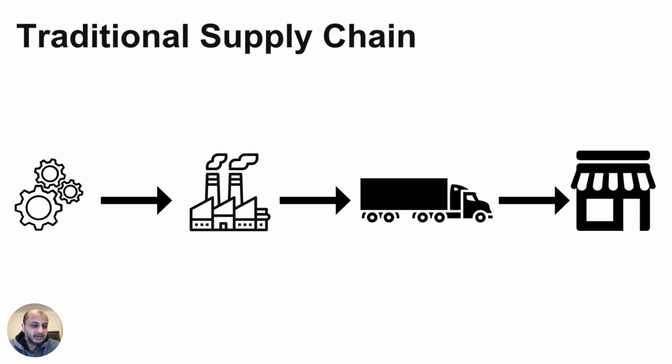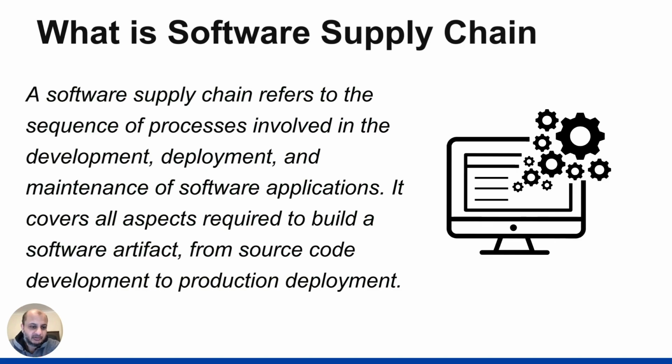So imagine building a car. You wouldn't manufacture the parts from scratch. Instead, you'd get the various components, the tires, the engine, the electronics, from various different suppliers in a factory and then assemble it. The same principle applies to software also. And this is where the software supply chain comes in. It refers to the sequence of processes involved in the development, deployment, and maintenance of software applications. Basically, everything that is needed to create software from source code to deployment in production.